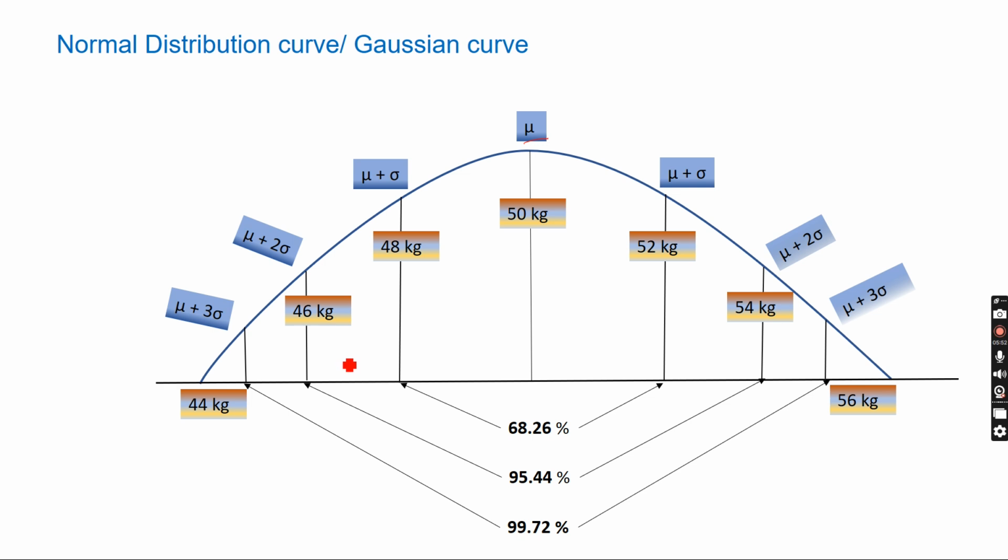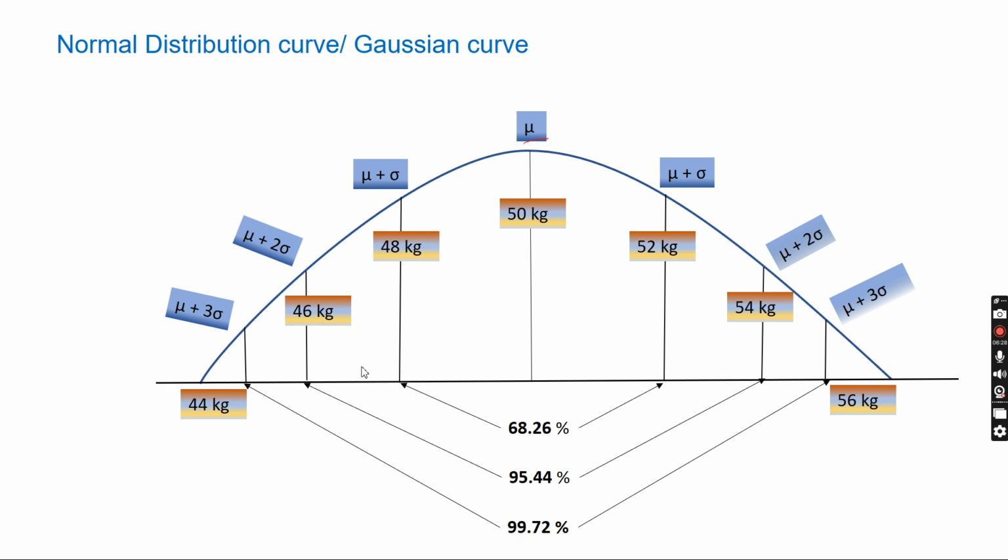So 56 kg on the upper side and 44 kg, with 99.72% accuracy, I can say that the class varies between 44 kg and 56 kg. Whenever we are inferring some conclusions from a sample or a population data, we need to make some conclusion. So here, if you want to make a conclusion on 99% of the class, we would have to calculate three standard deviation. So that is the importance of calculating standard deviation.